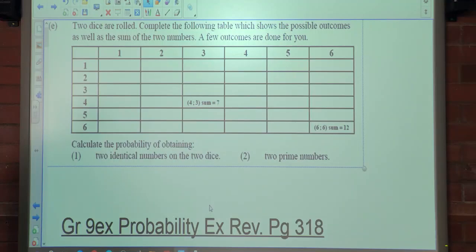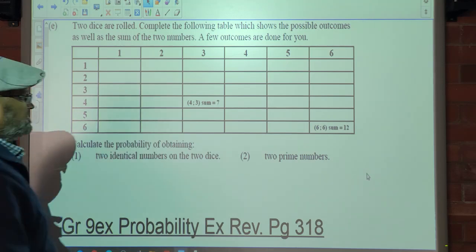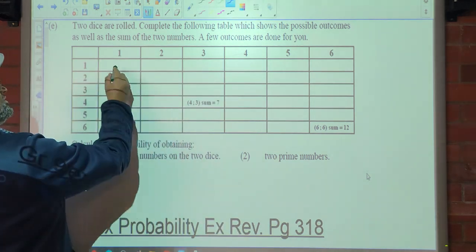We are told 2 dice are rolled. Complete the following table, which shows the possible outcomes as well as the sum of the two numbers. A few outcomes are done for you. Okay. So 1 and 1 will give you 2.